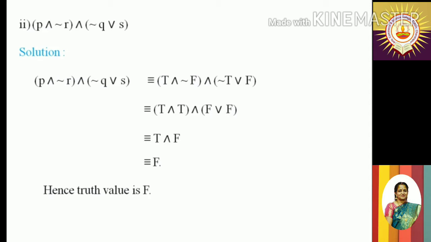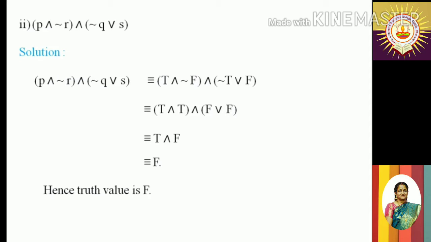If you remember the truth values of conjunction and disjunction. Otherwise see the tables of conjunction and disjunction. Now we have T and F. T and F is F.